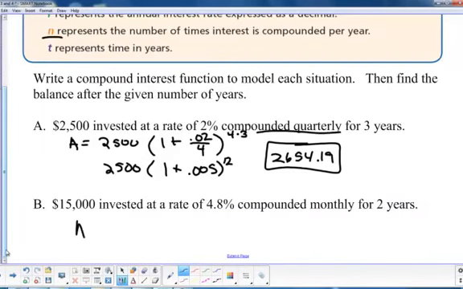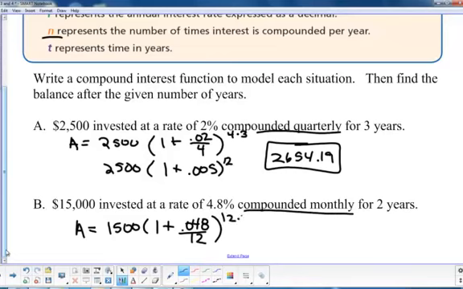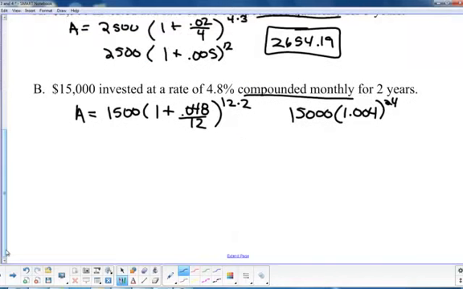All right. Compounded monthly is 12 times a year. So you'd have 1,500 times 1.004 to the 24th. And that's $16,508.22 after 2 years putting that in.